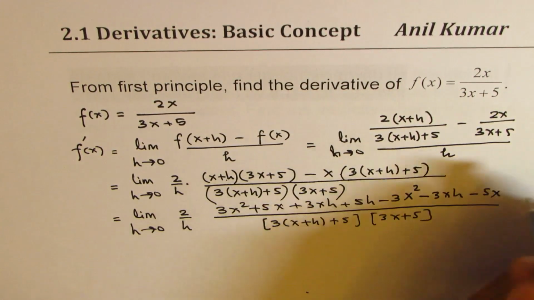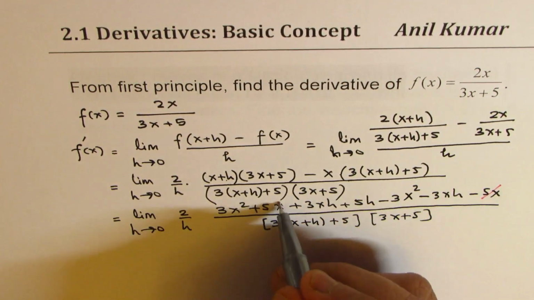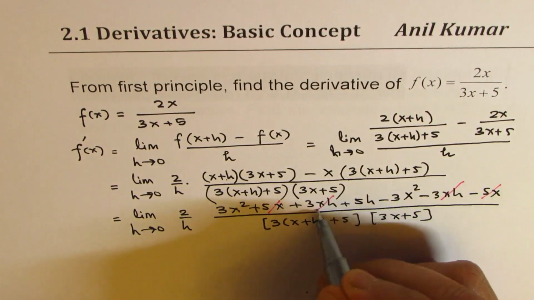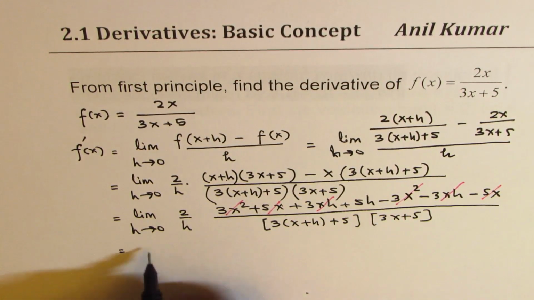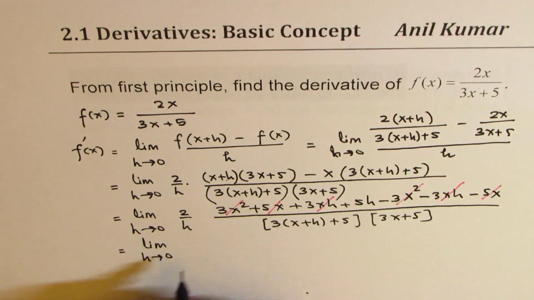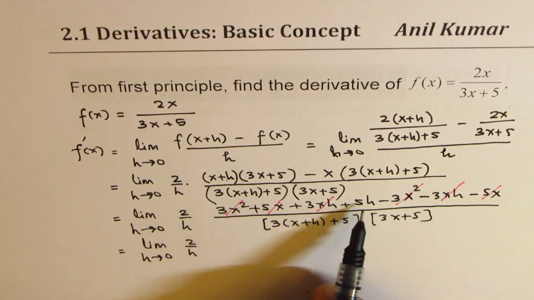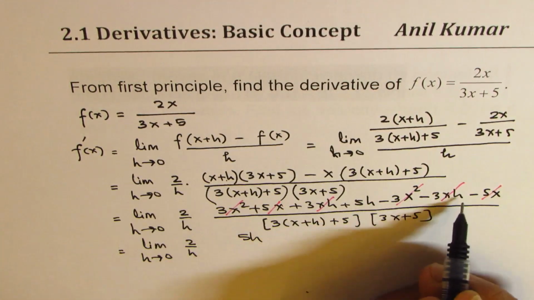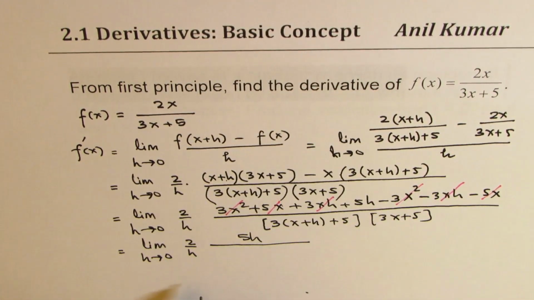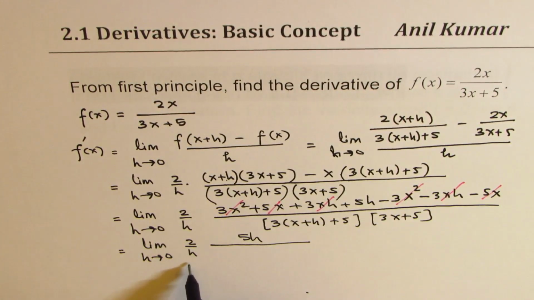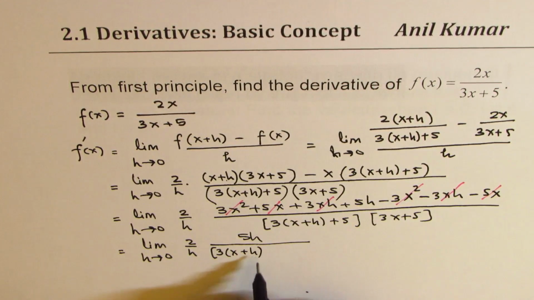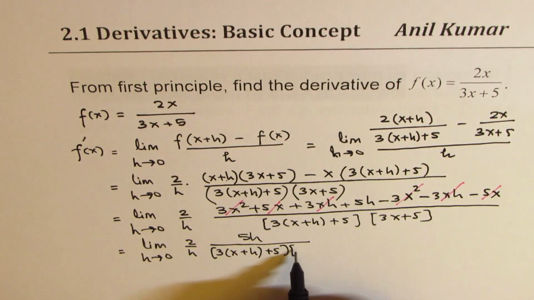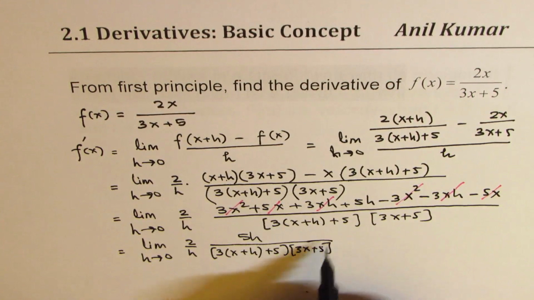In the numerator, these 3 terms have to cancel: 5x and 5x, 3xh and 3xh, and 3x squared and 3x squared. Otherwise there is a mistake. Then we have limit h approaches 0, 2 over h. What remains is 5h, that's all, over 3 times x plus h plus 5 times 3x plus 5.